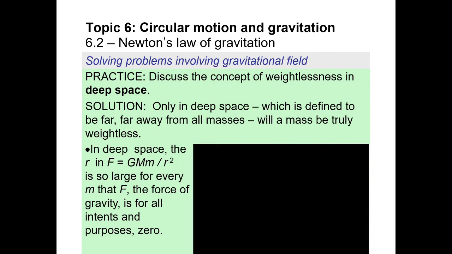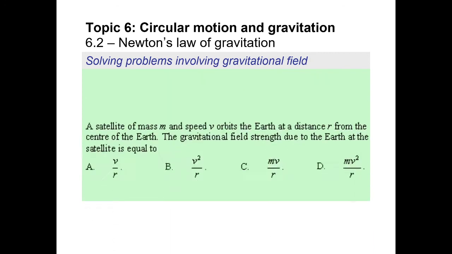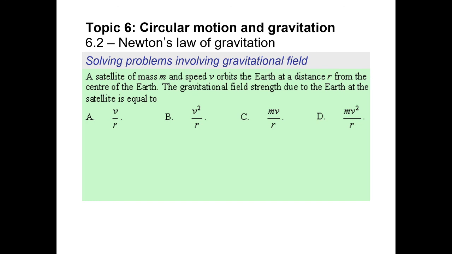All right, let's keep going. A satellite of mass m and speed v orbits the Earth at a distance r from the center of the Earth. The gravitational field strength due to the Earth at the satellite is equal to... Okay, so this calls for some more solving on paper and pen. All right, so let's switch modes here.